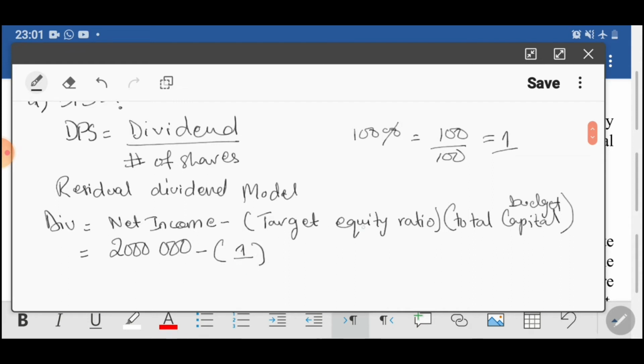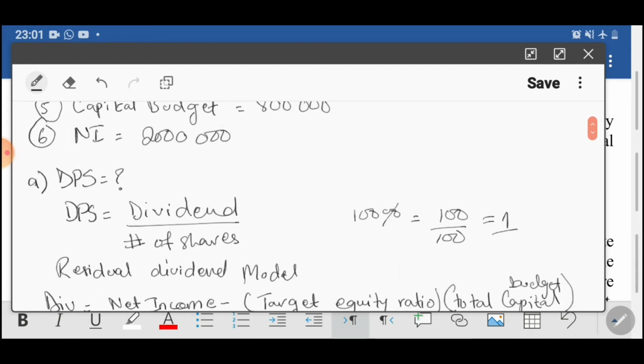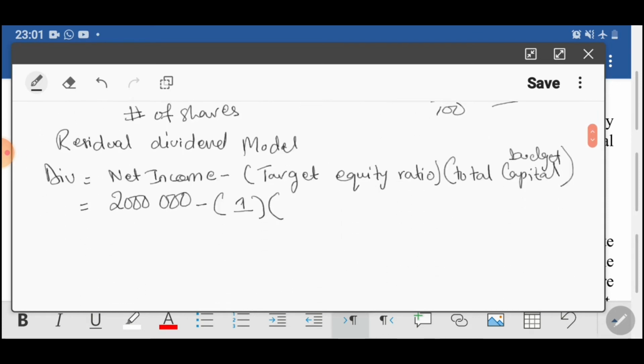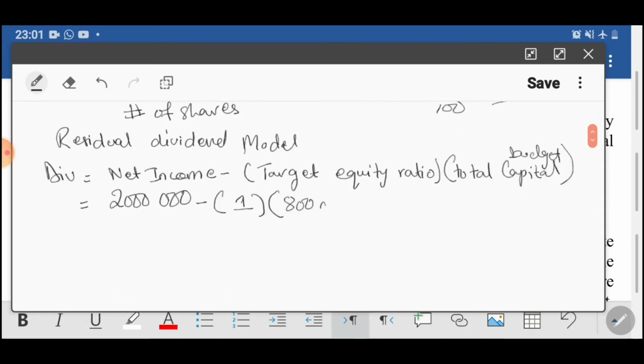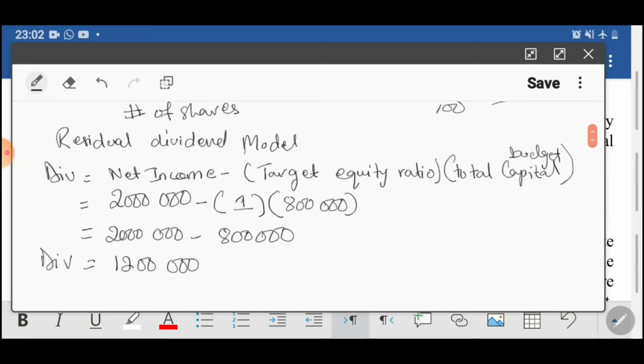Total financing is happening only and only with equity. What is the total capital budget? How much investment we have to make. So the investment we had to make was 800,000. So from the net income of 2 million, you have to set aside 800,000 for investment. The money left over is 1200,000. This is the leftover which can be paid to the shareholders in the form of dividend. So we have the dividend amount as well now.